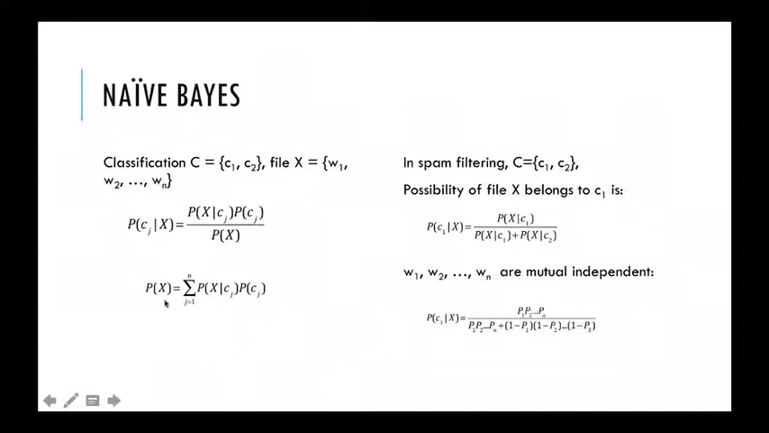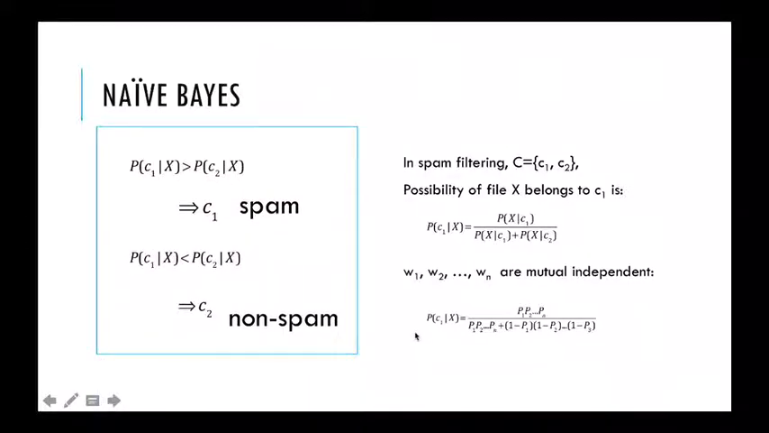And P(X) equals to this. In spam filtering, since we only have two classifications, we could say that the possibility of file X belongs to C1 is equal to this. And since in naive Bayes, we assume that all of the features from W1 to Wn are mutually independent, we could get this formula here.